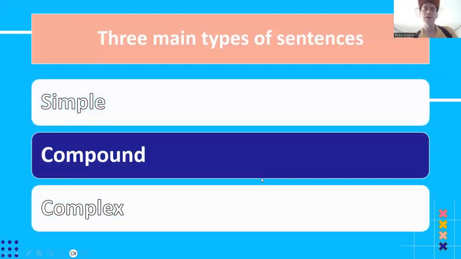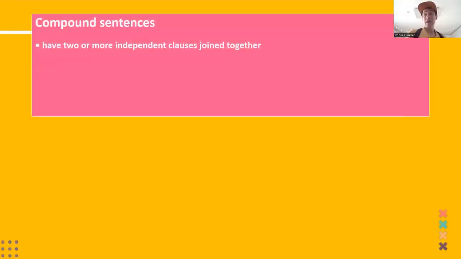Compound. So like I said, a compound. What compound means is to combine two things. A, B, compound, together, combining them. All right, so what is a compound sentence? Well, a compound sentence has 2 or more independent clauses joined together. What is an independent clause? It's a complete thought. It has a subject and a verb, and it's a complete thought. So a compound sentence combines at least 2 complete thoughts.